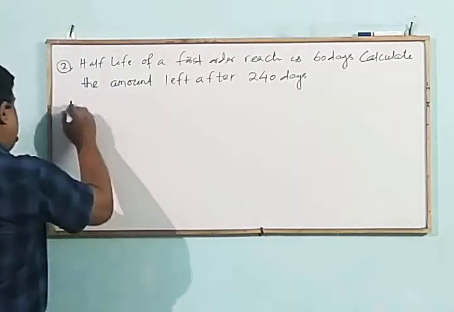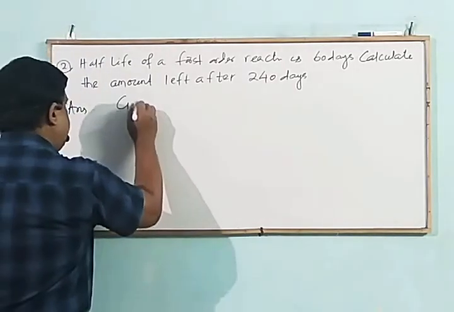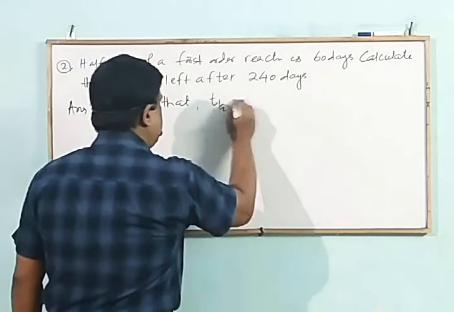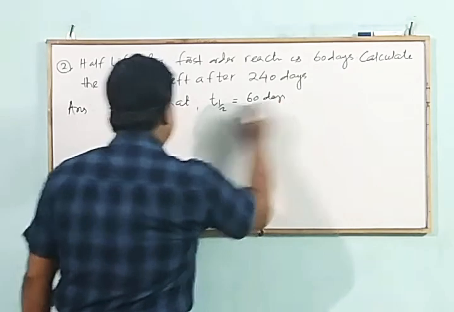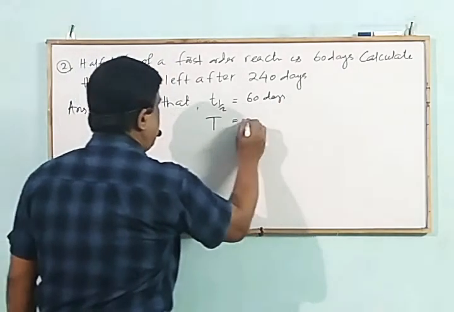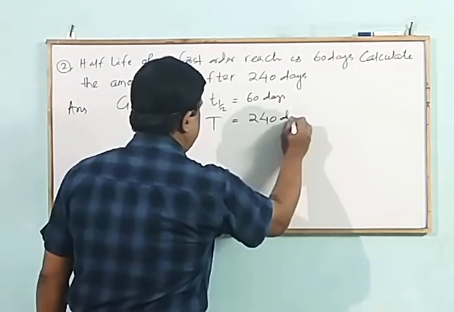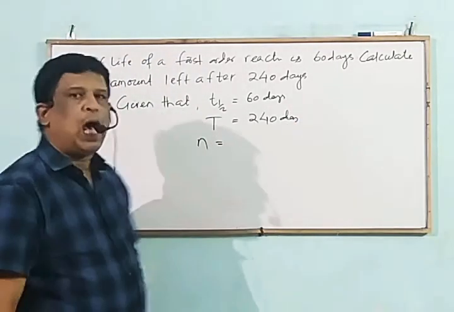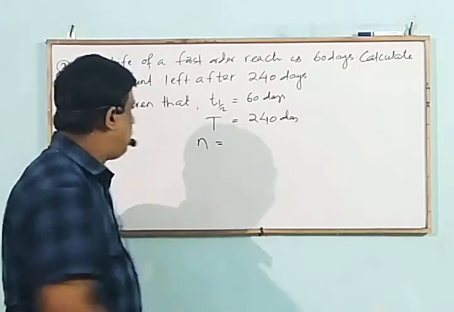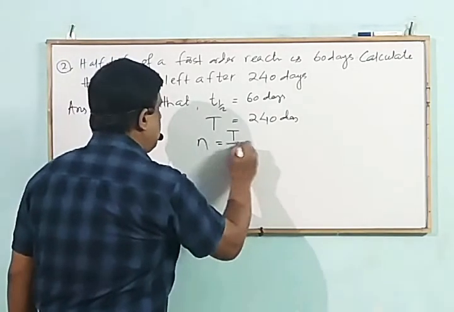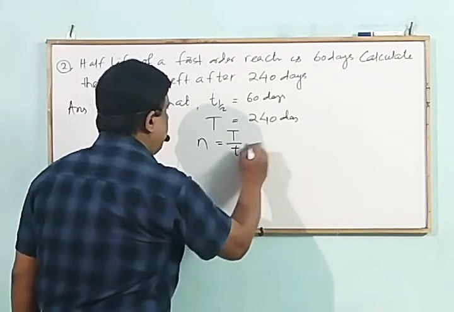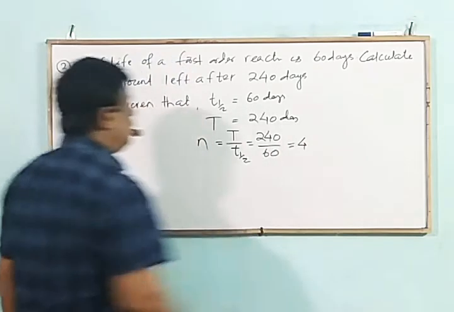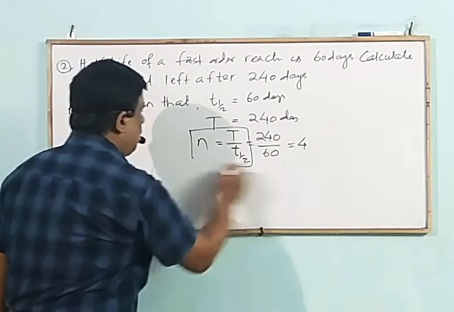Answer. Mark that. How do we solve it? Given that T half is equal to 60 days and total time, that is capital T, is equal to 240 days. We know a formula, that N means number of half-lives. How do we calculate the number of half-lives? Number of half-lives is equal to total lifetime by T half, that is 240 by 60 is equal to 4. It is one formula already covered.